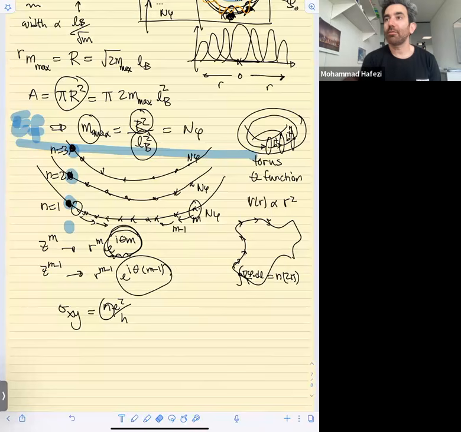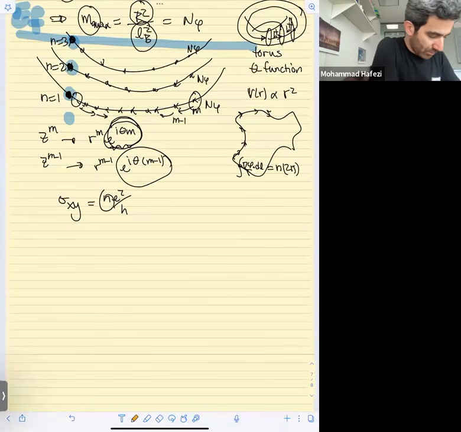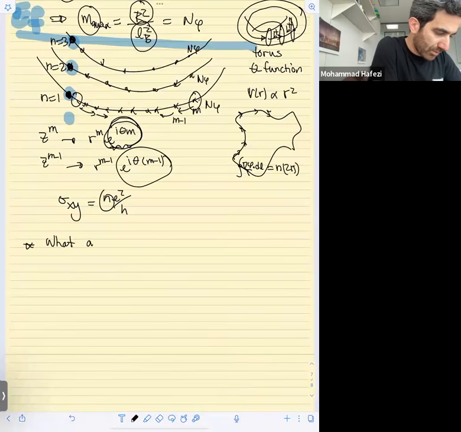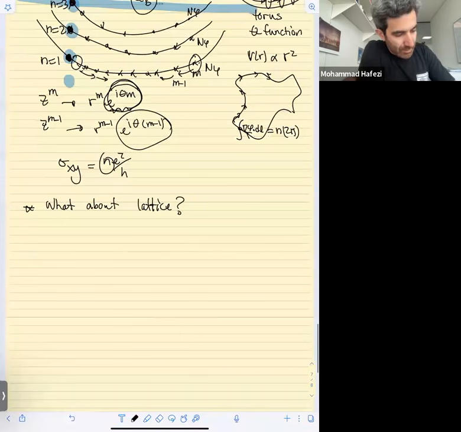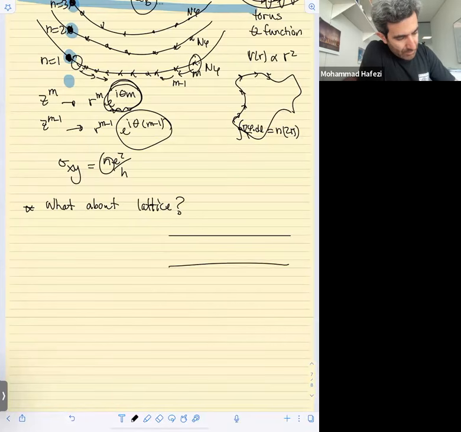So if you still have energy, we can now look at the problem of the lattice. So far we just learned what happens in the continuum. Now I want to ask the question, what happens on a lattice? I have a magnetic field, but now my electrons are confined on a square lattice for simplicity.